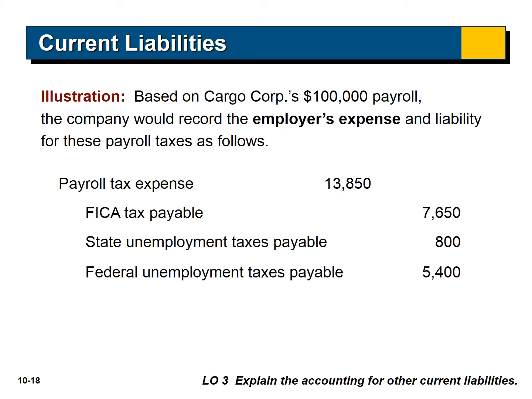So here's an example. Based on Cargo Corporation's $100,000 payroll, the company would record the employer's, not the employees', expense as follows. Payroll tax expense, and then it's all related to FICA, Social Security, state unemployment tax, and federal unemployment tax. So not only do they have to pay the payroll, they also have to pay all these other expenses related to it.